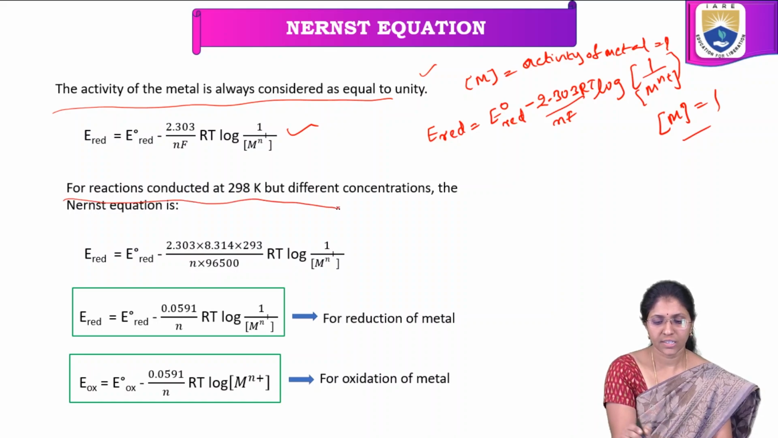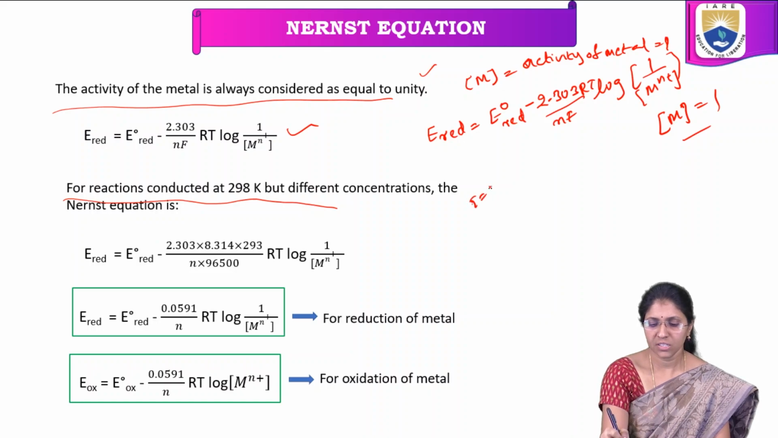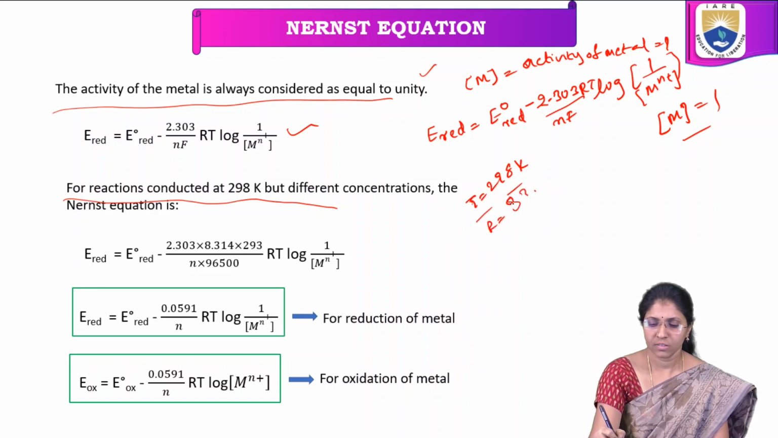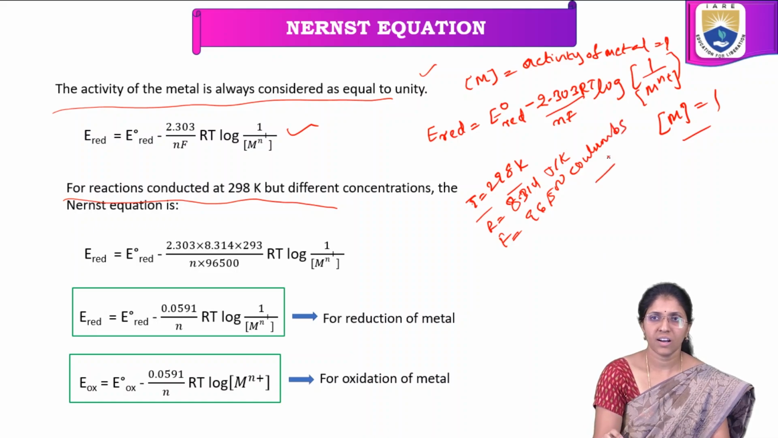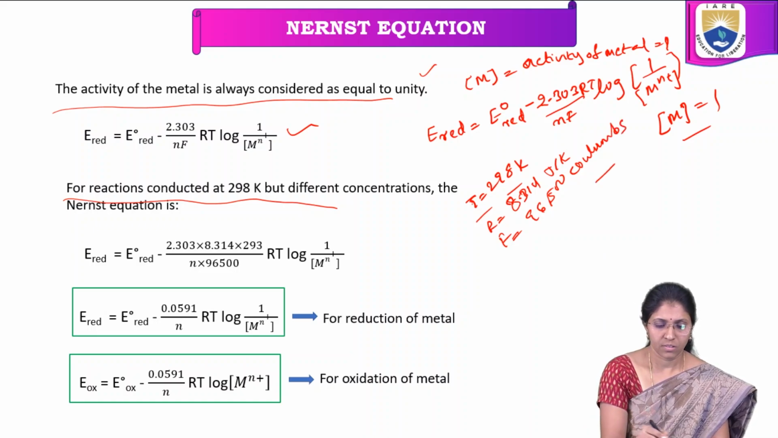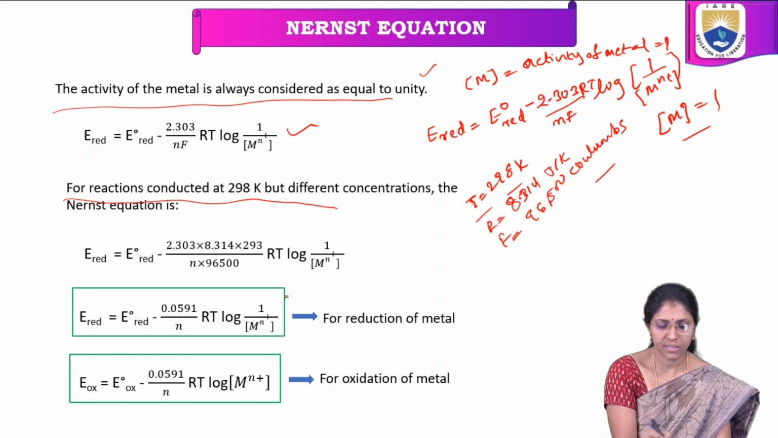For reactions conducted at 298 Kelvin but different concentrations, the Nernst equation is as follows. Here the temperature is 298 Kelvin, and we know that R equals 8.314 joule per Kelvin, and Faraday is 96,500 coulombs. By substituting all these values in the Nernst equation, we get this equation.